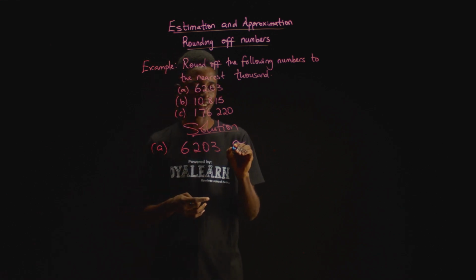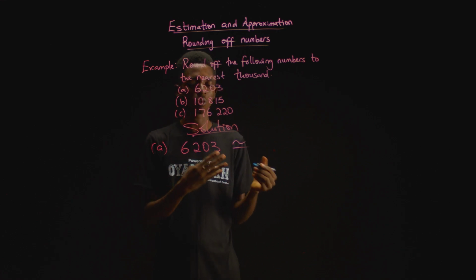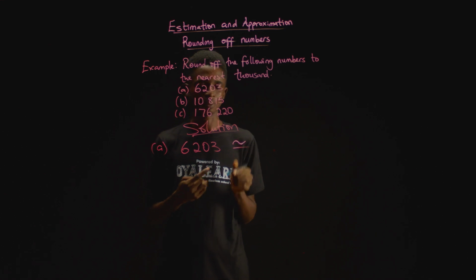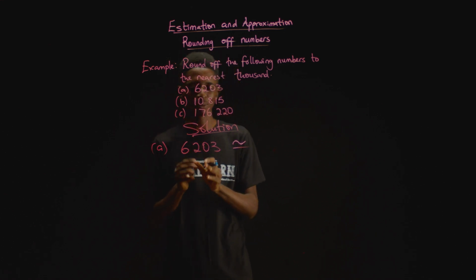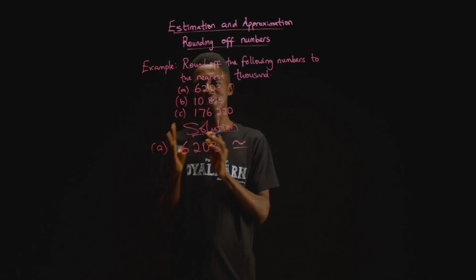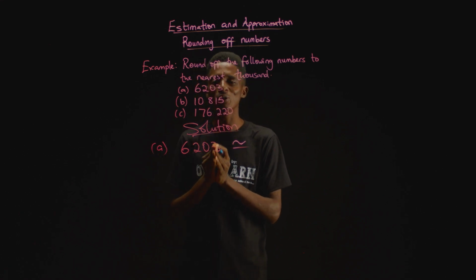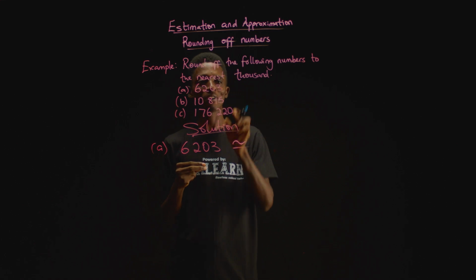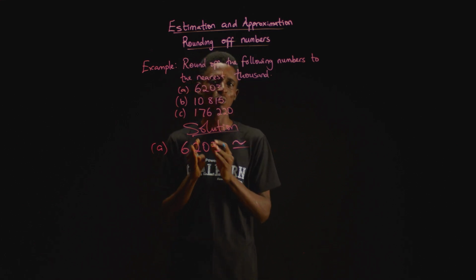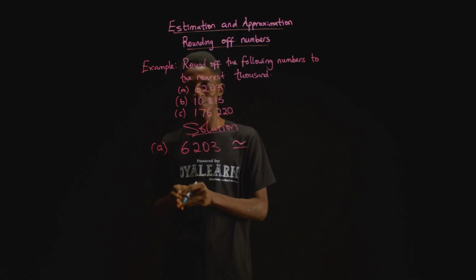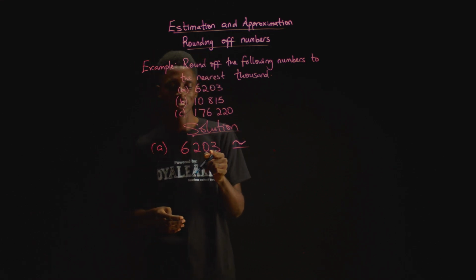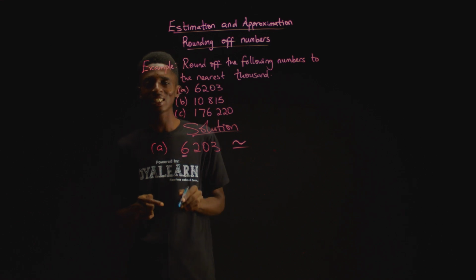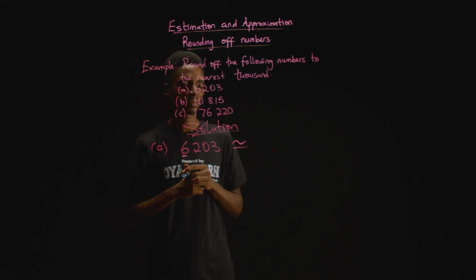It's written like this, just like your regular equal sign, but with a wavy sign here. So now, once we've done that, we then try to round this off to the nearest thousand. The first thing we do is to identify the digits in the rounding off place. Now, we are rounding off to the nearest thousand, so we look at the digits in the thousand place value. Now, this is unit, tens, 100, and 1,000. So we know that the digit in the rounding place is 6.